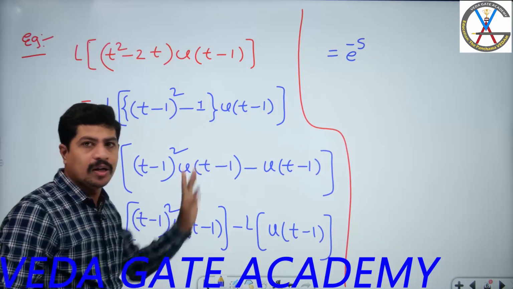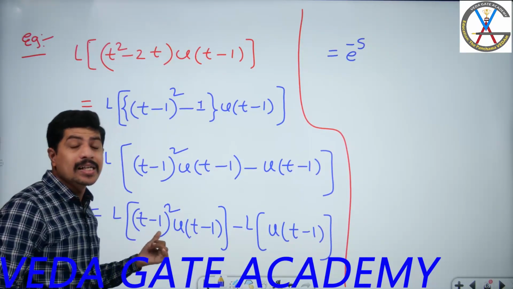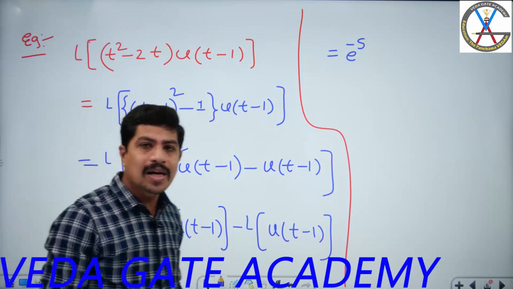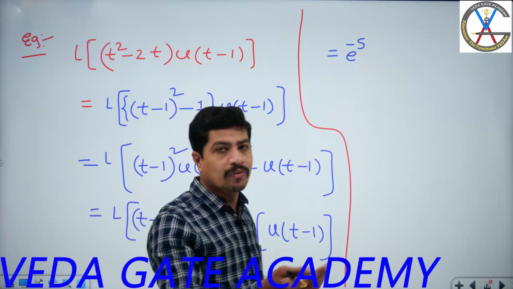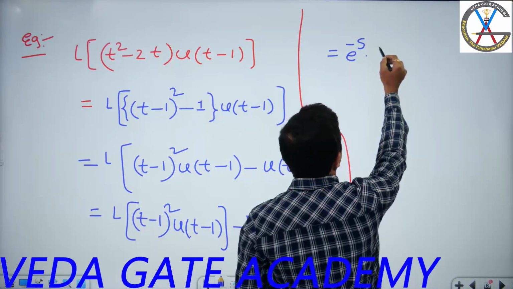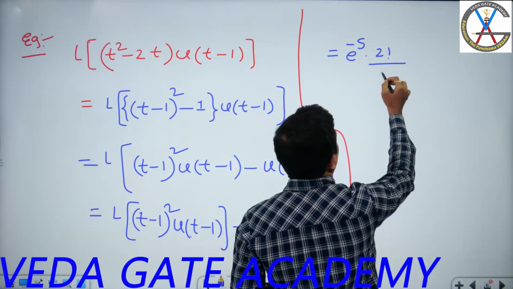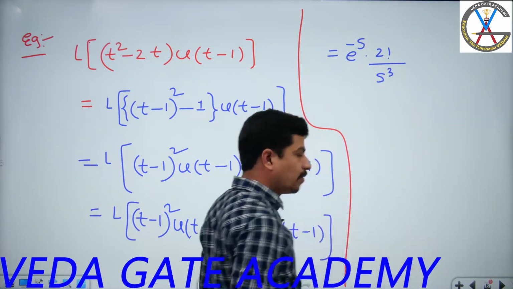Why? Because we already wrote it. Then what is the signal? t square into u of t. What is the Laplace transform of t square into u of t? 2 factorial by s cube. Yes, the first part is done.